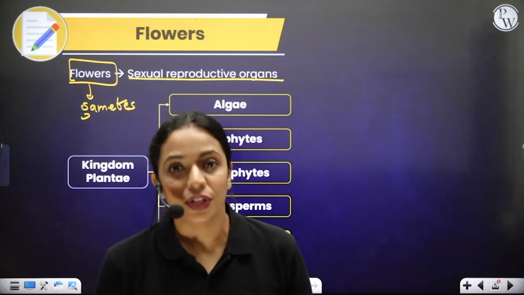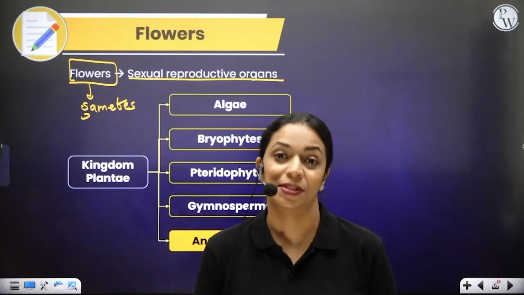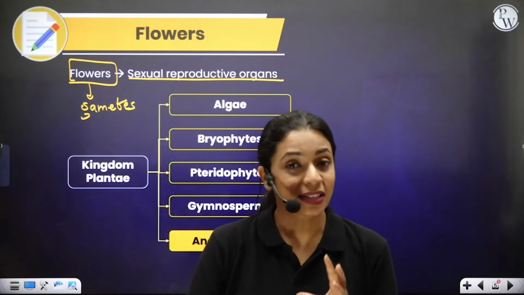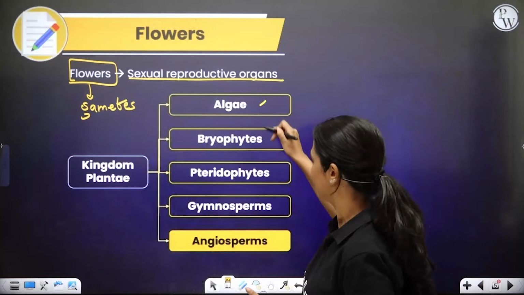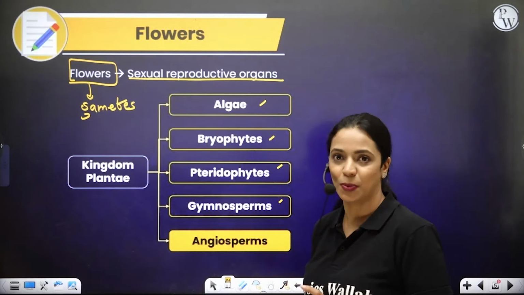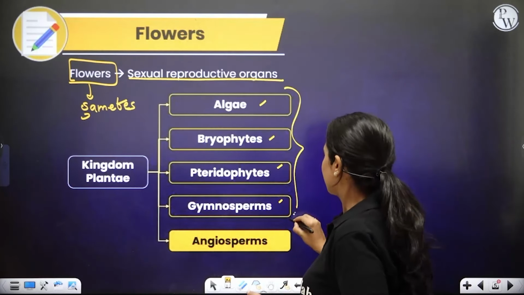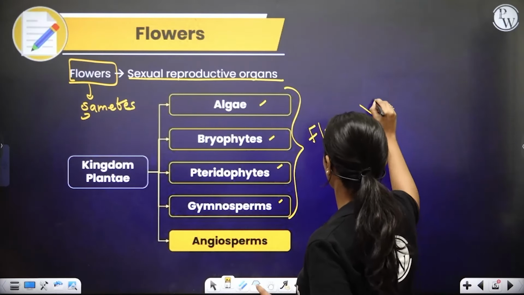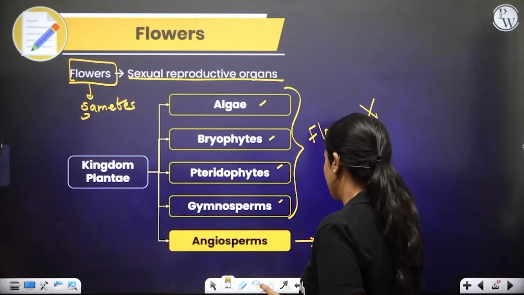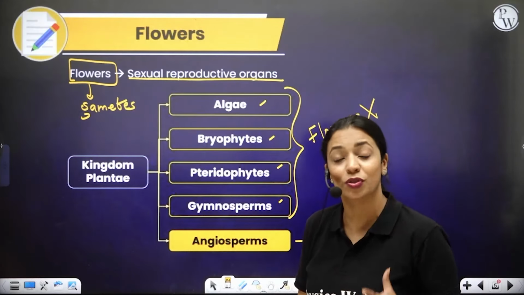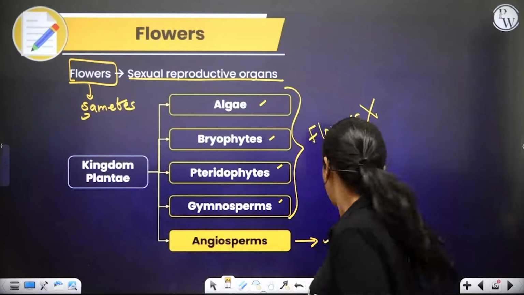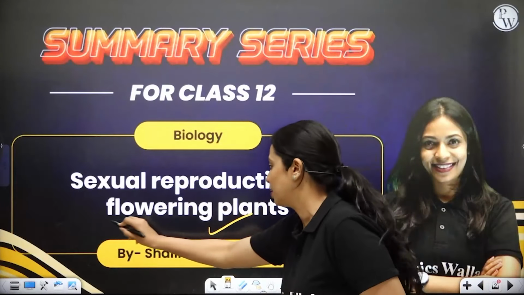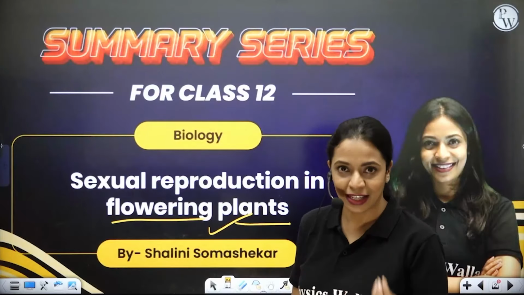At this point, I want you to recollect some concepts that you've learned in your 11th grade syllabus in the Plant Kingdom chapter. In Plant Kingdom, we learnt about the various divisions: algae, bryophytes, pteridophytes, gymnosperms and angiosperms. Algae, bryophytes, pteridophytes, gymnosperms, they lack the ability to produce flowers. They do not produce flowers. It's only the angiosperms that have the ability to produce flowers, because of which they are also called flowering plants. And this chapter primarily focuses on how sexual reproduction takes place in flowering plants, which is none other than angiosperms.